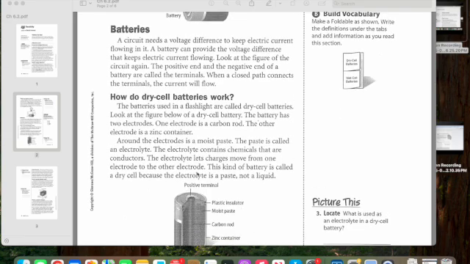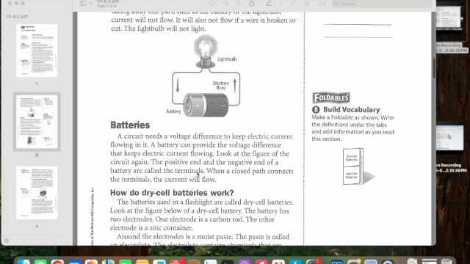Batteries. A circuit needs a voltage difference to keep electric current flowing in it. A battery can provide the voltage difference that keeps electric current flowing. Look at the figure of the circuit again. The positive end and the negative end of a battery are called the terminals. When a closed path connects the terminals, the current will flow. And in this, we want to just highlight the second sentence. A battery can provide the voltage difference that keeps electric current flowing.